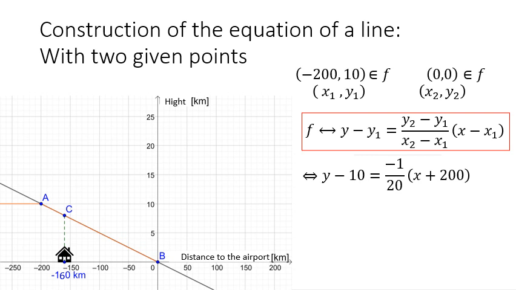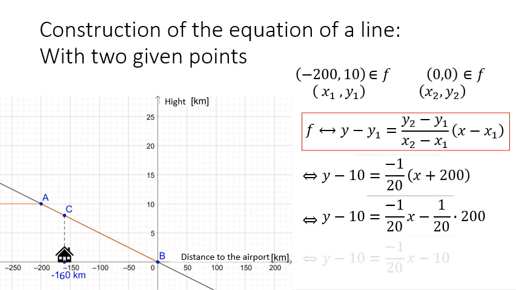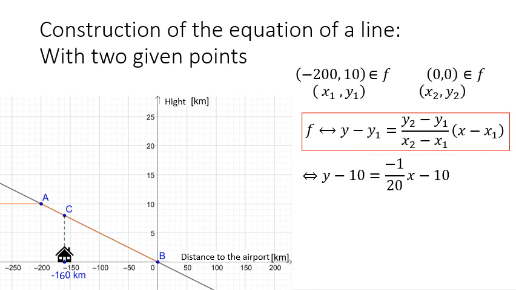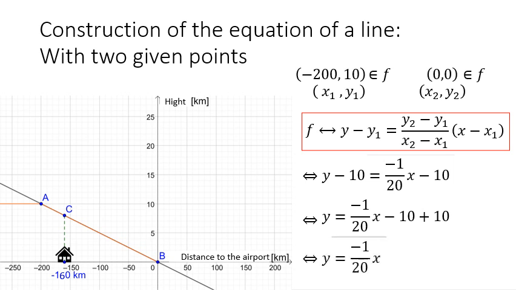Now we'll get rid of the brackets. Minus 1/20 times (x plus 200) is equal to minus 1/20 x minus 1/20 times 200, and minus 1/20 times 200 is equal to minus 10. Now we'll make sure that only y is left on the left side of the equation. For this, we are going to move the minus 10 to the other side, which becomes plus 10. Minus 10 plus 10 cancel each other out, so we are left with y equals minus 1/20 x.